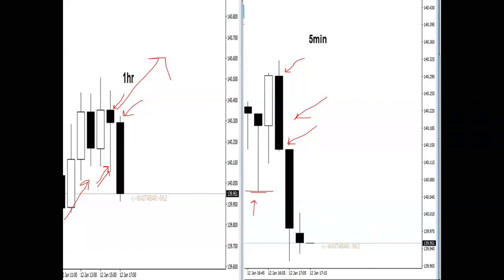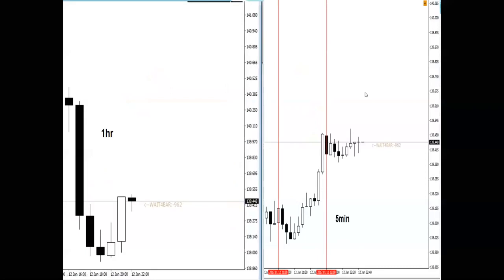So let's go to the next example. There are lots of examples here for clarification. Let's go to the next one. All right, we're here. So, did you just hear me? No. Okay, so what to see over here is that this movement, all this movement on the 5-minute, is this 1 hour candle.